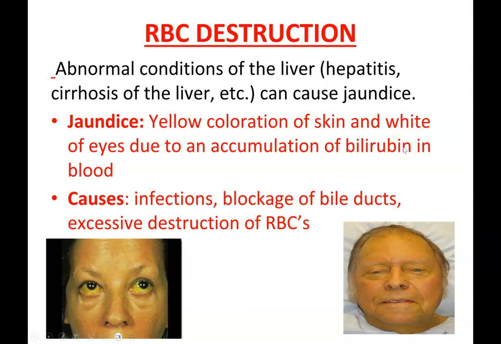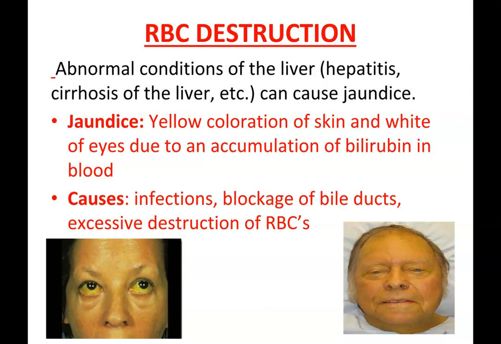When there are abnormal conditions with the liver, let's say hepatitis or cirrhosis of the liver or liver cancer, it cannot process the bilirubin and it remains in circulation. Remember, this is a yellow substance. So as it travels through the blood, it's going to cause what we call jaundice. Jaundice is a yellow coloration of the skin and the white of the eyes due to the accumulation of bilirubin in the blood. The causes are, again, problems with the liver, infections, blockage. There could be a blockage in the pancreas also, and the connection between pancreas and liver is obstructed, and so bilirubin accumulates and goes into the blood.